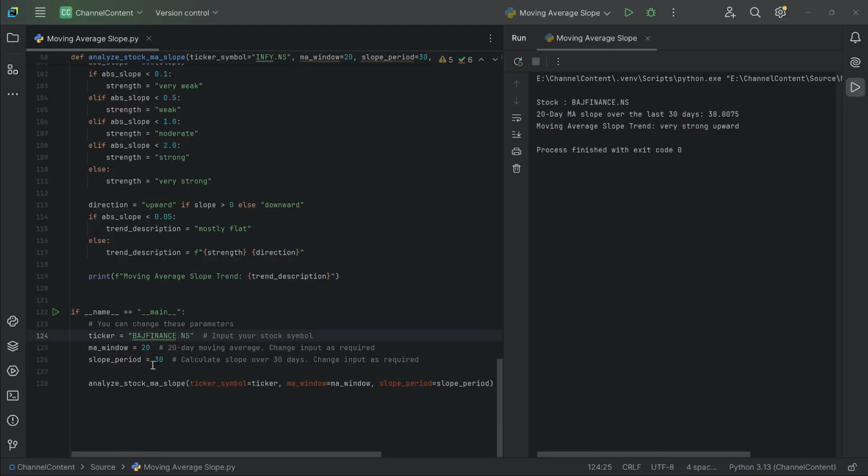So I've taken Bajaj Finance here, and the rest of the inputs remain the same. And when we run it, we get a positive 38, which is pretty steep, and it's also showing a very strong upward trend based on the value. Right? Let's take a look at the chart now.